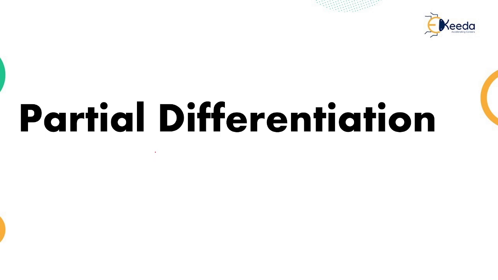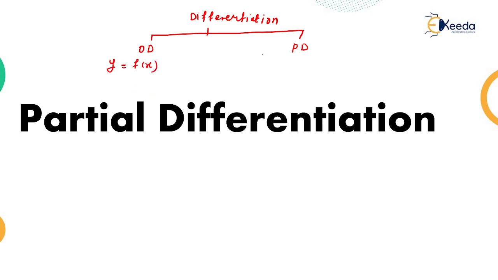When we think about differentiation, there are two types. The first one is ordinary differentiation, and the second one is partial differentiation. In ordinary differentiation, y is a function of only one variable, and in partial differentiation, y is a function of two or more variables, suppose x1, x2, x3 and so on. That is the major difference between ordinary differentiation and partial differentiation.